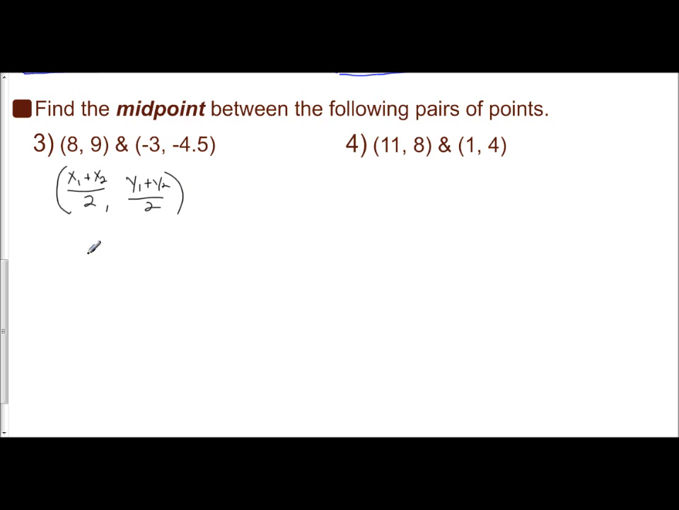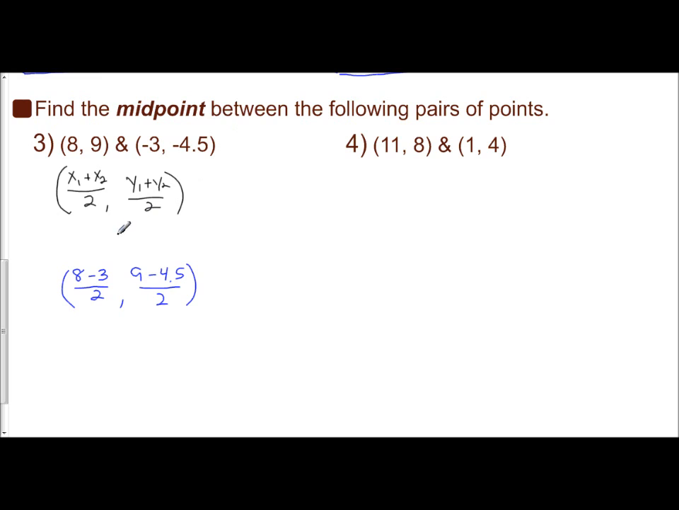And so we go right to the formula. x1 is 8, x2 is -3. So instead of writing down plus a -3, adding negative is subtraction, so 8 minus 3 over 2. And you have y1 is 9. You're adding -4.5, so that means you're subtracting 4.5 over 2. And we go from there.